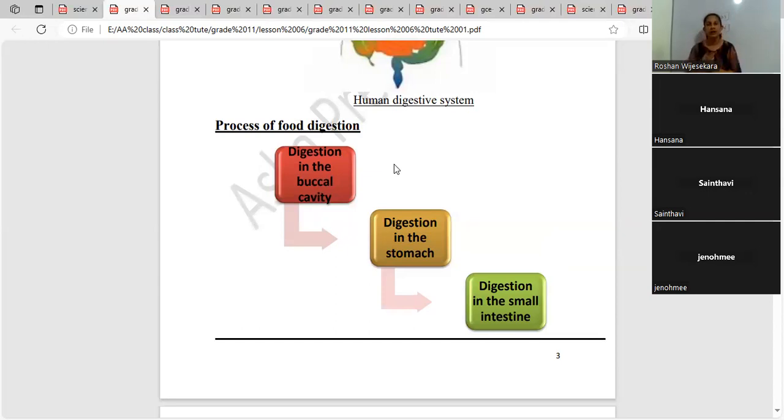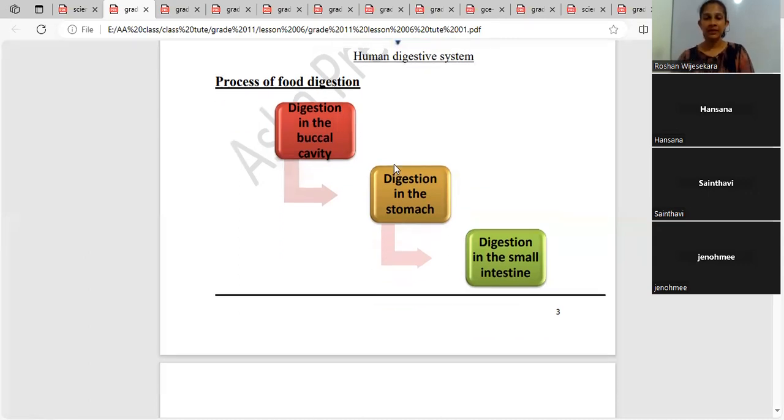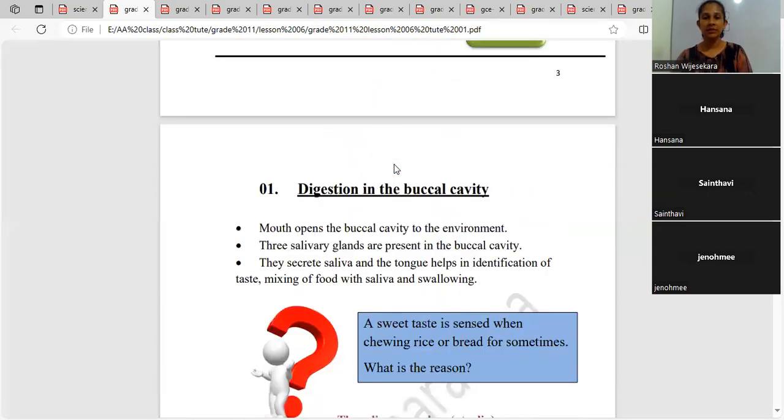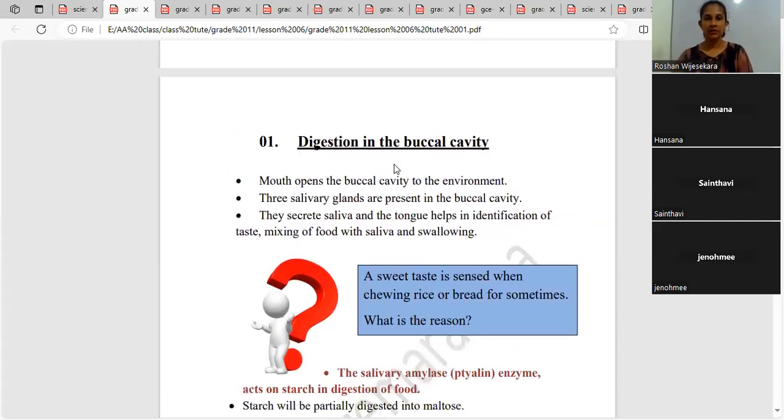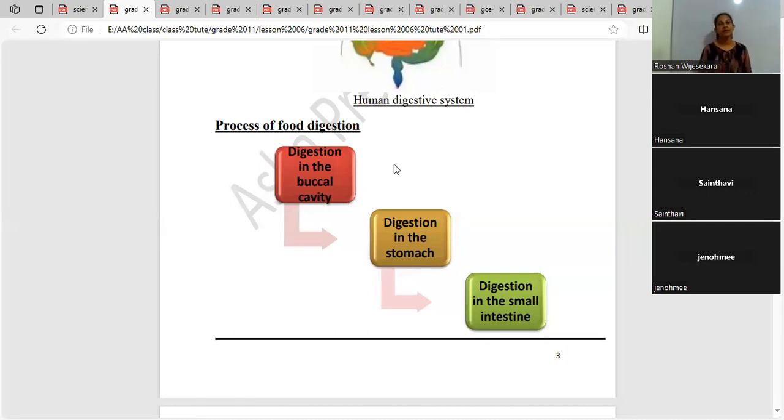Digestion starts from the buccal cavity, then mainly digestion occurs in the stomach and small intestine. The food digestion process is completed in the small intestine. Okay. This was also asked in past question papers. Then we discuss these main 3 processes separately: digestion in the buccal cavity, digestion in the stomach, and digestion in the small intestine.